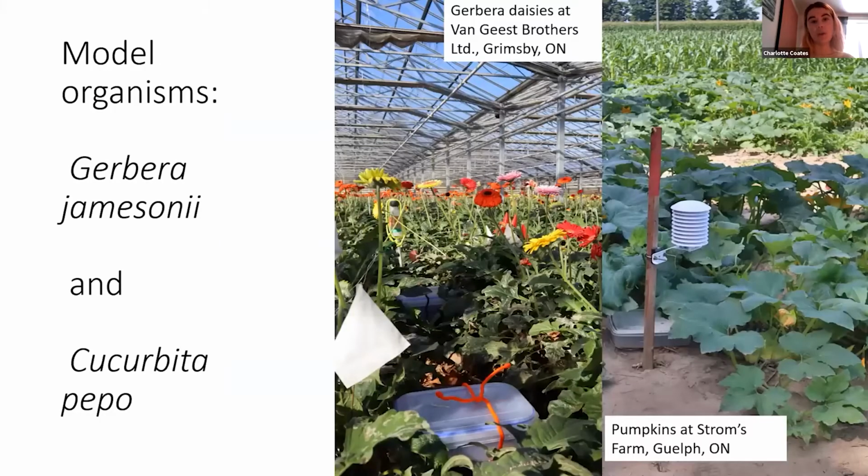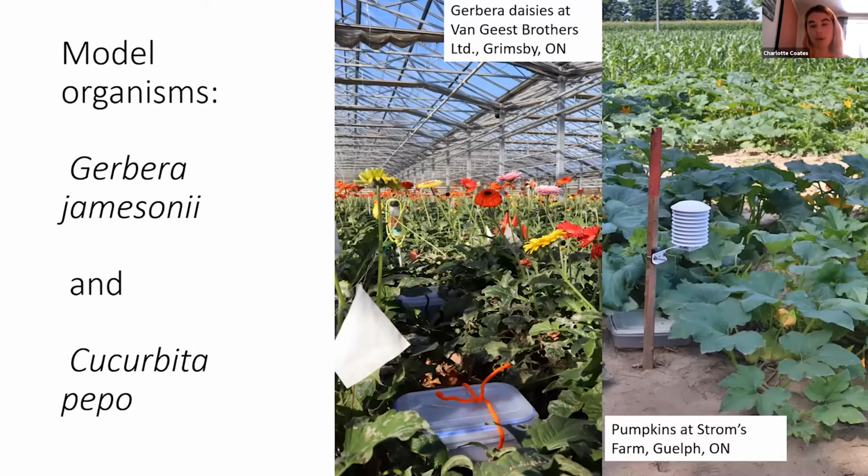So to do this, we are using 2 model organisms. We are very lucky to have been able to continue some of our field work this summer at the pumpkin farm called Strom's Farm here in Guelph. And last winter, before the lockdown, we were able to complete work on Gerbera daisies at Van Geest Brothers greenhouse in Grimsby, Ontario. So yes, the names of these model organisms are Gerbera jamesonii or Gerbera daisies and Cucurbita pepo.